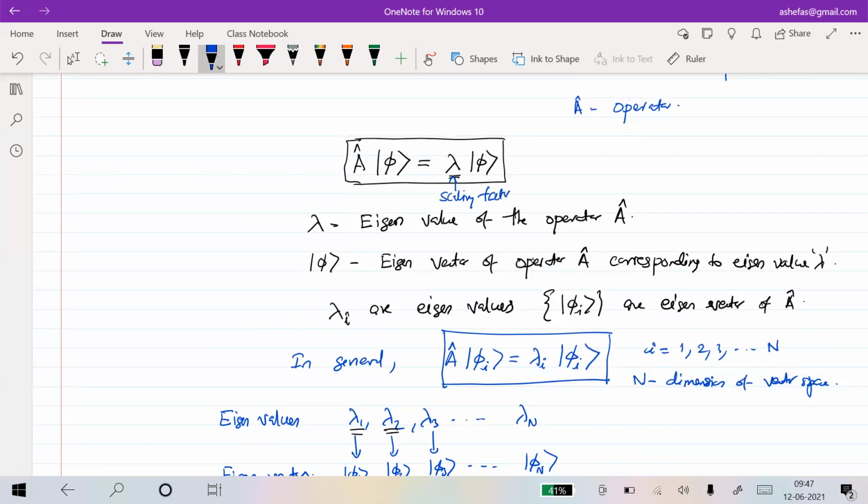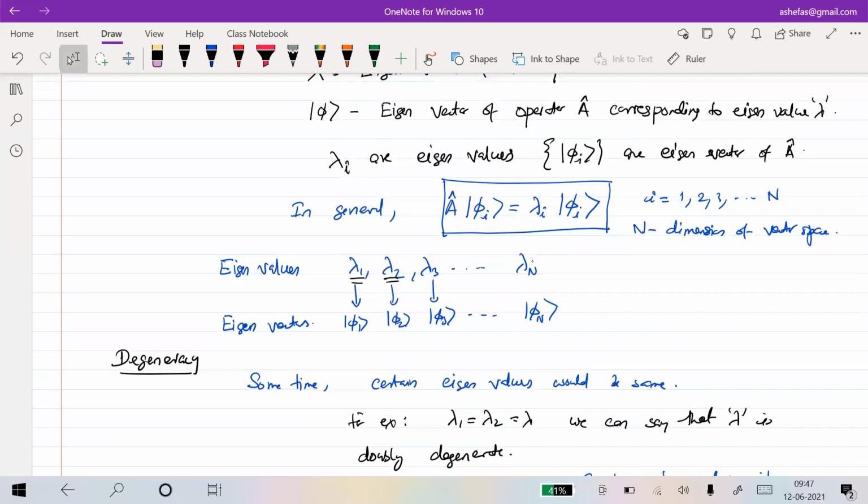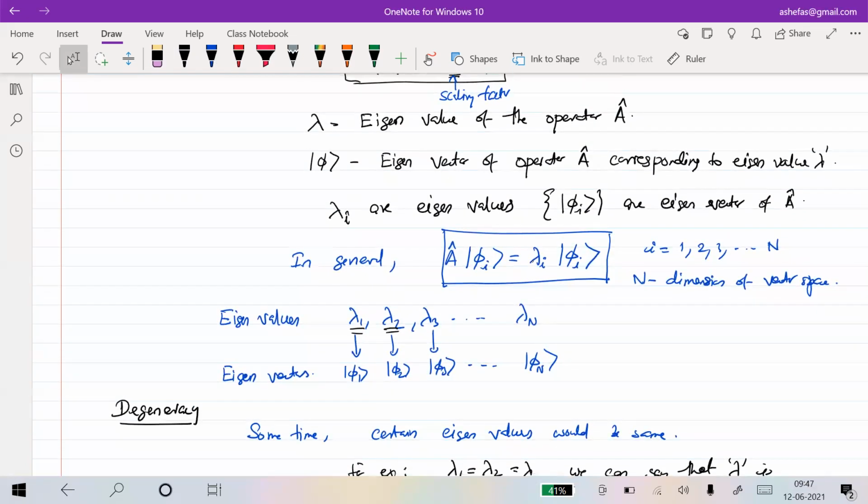The scaling factor is called the eigenvalue, and the corresponding vector is called the eigenvector corresponding to that eigenvalue. So we are specifying the eigenvectors in terms of the eigenvalues, not the other way around. In the case of an n-dimensional vector space, we can have a maximum of n eigenvalues, lambda 1, lambda 2, lambda 3, etc. up to lambda n, and for each eigenvalue we will get the eigenvectors phi 1, phi 2, phi 3, etc. up to phi n.